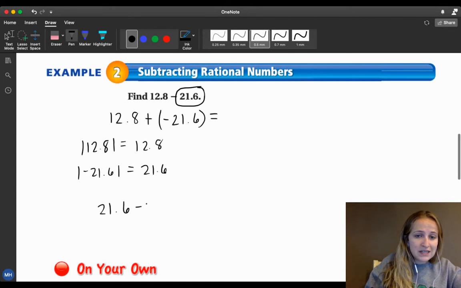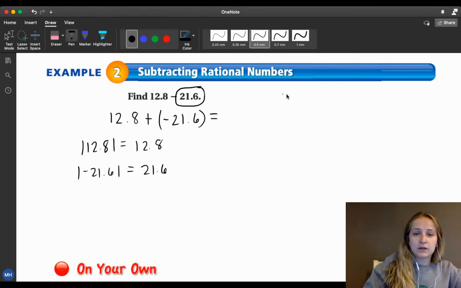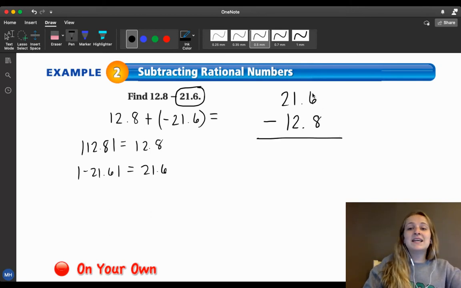So 21.6 minus 12.8. And if I'm doing this by hand, I need to set this up better so that I can do this subtraction. So I'm going to go over here up top, 21.6 minus, oops, that's not lined up very well. Let's retry it. Minus 12.8. Okay? So 6 minus 8, that we don't have enough, so we need to borrow.